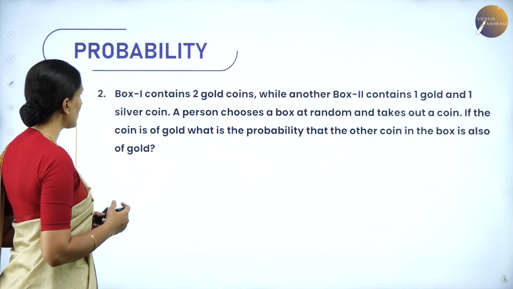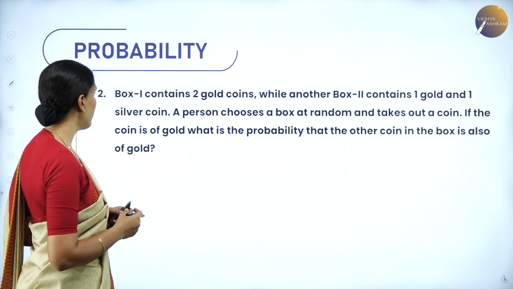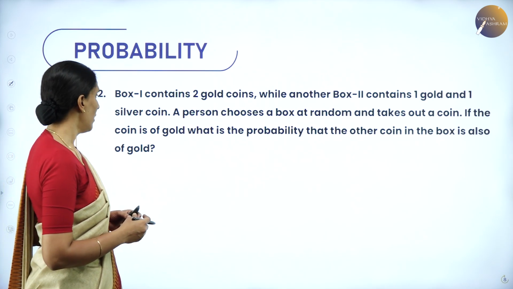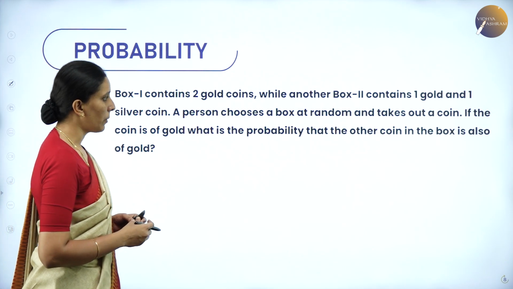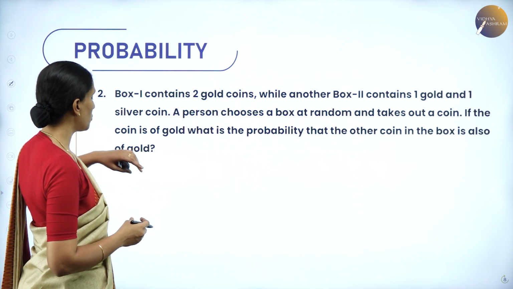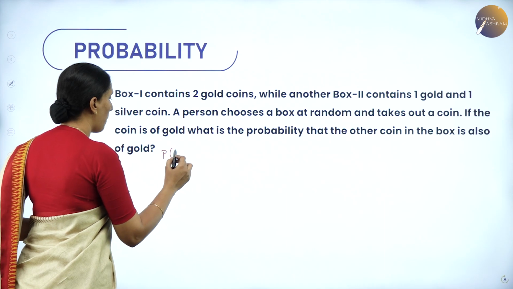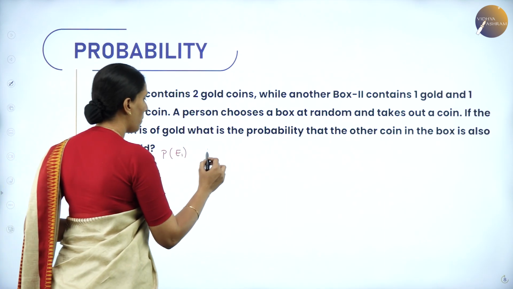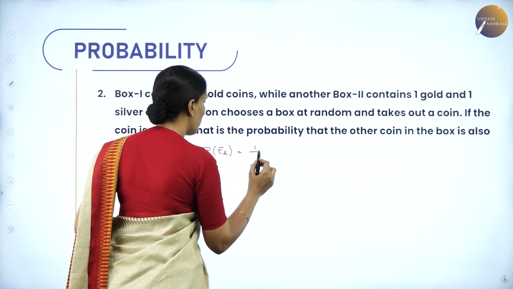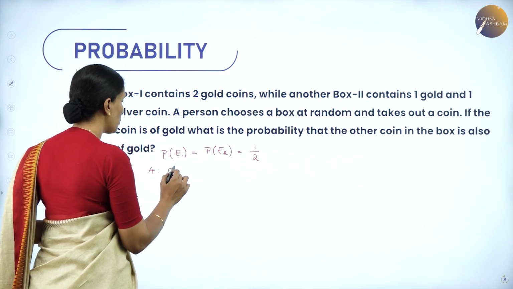Next question. Box 1 contains 2 gold coins while box 2 contains 1 gold and 1 silver coin. A person chooses a box at random and takes out a coin. If the coin is gold, what is the probability that the other coin in the box is also gold? That means we need to choose box 1. So the probability of choosing box 1 and the probability of choosing box 2 is the same, that is 1 by 2. Let A be the event of choosing gold.